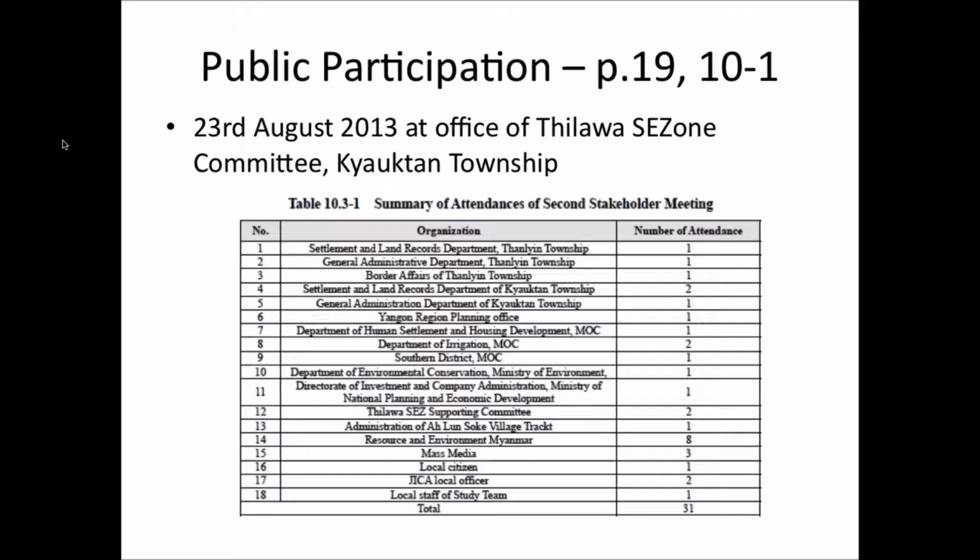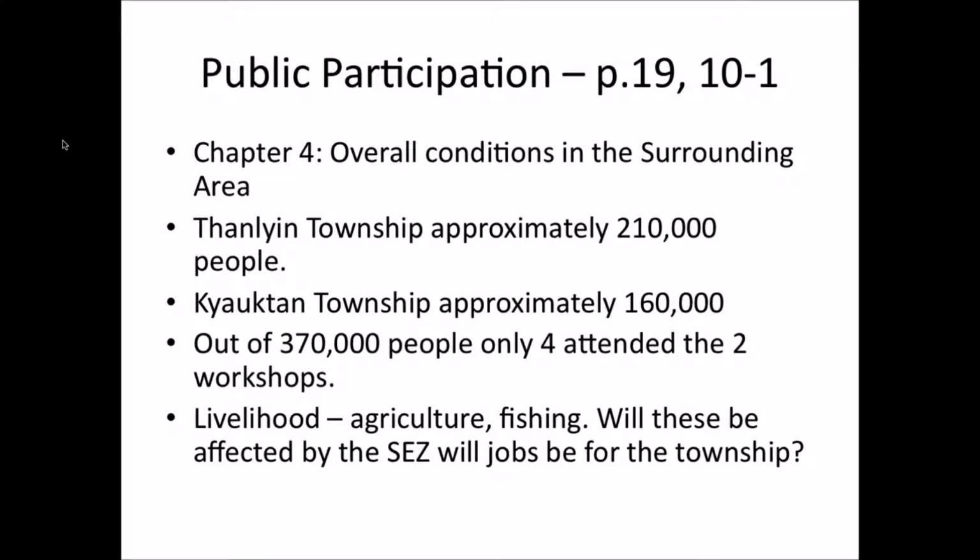It was then I started to get a little bit concerned about this level of public participation. And so I then identified that the Tan Nguyen Township has approximately 210,000 people. The Jalkan Township has approximately 160,000 people. So out of a total of 370,000 people, I initially identified 4 potential local community members who attended the 2 workshops. It might only be 1, depending on how you characterise it.